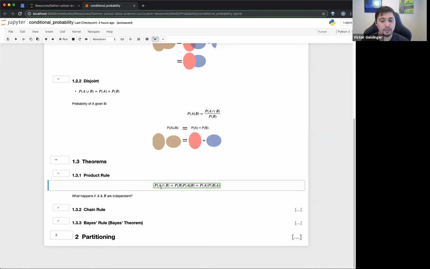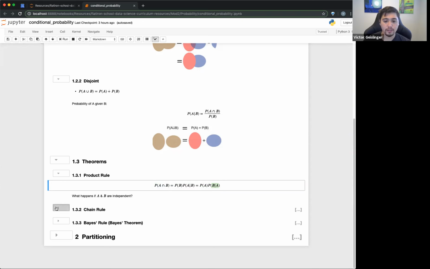Okay, so again, this is just the general product rule. This is true for any sample space. It's just that if it's independent, this essentially simplifies to the probability of A, since B doesn't affect A at all. Same thing for this one. This would simplify to the probability of B, since A doesn't affect B at all.